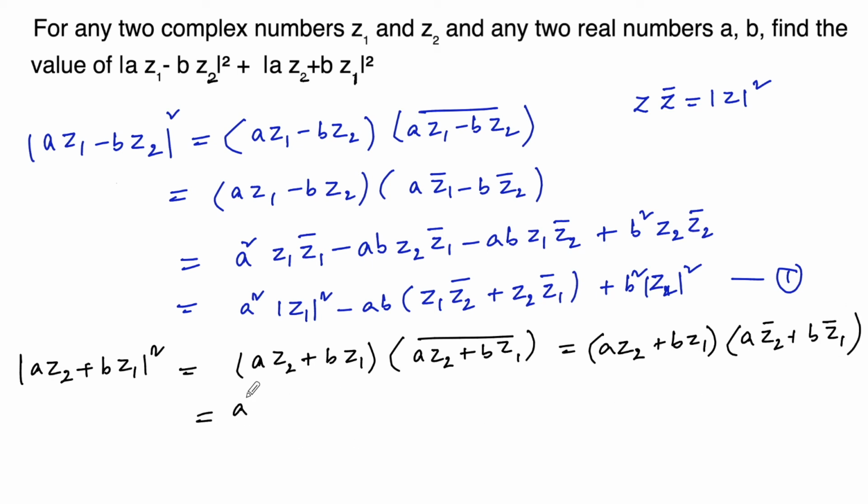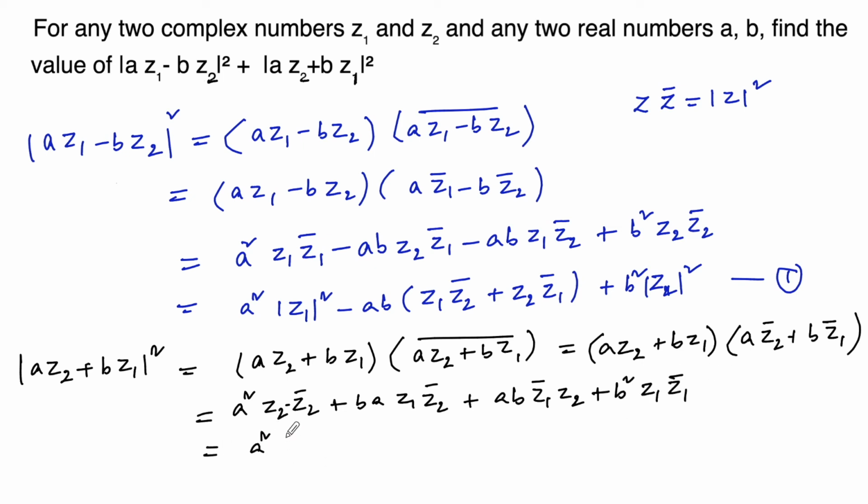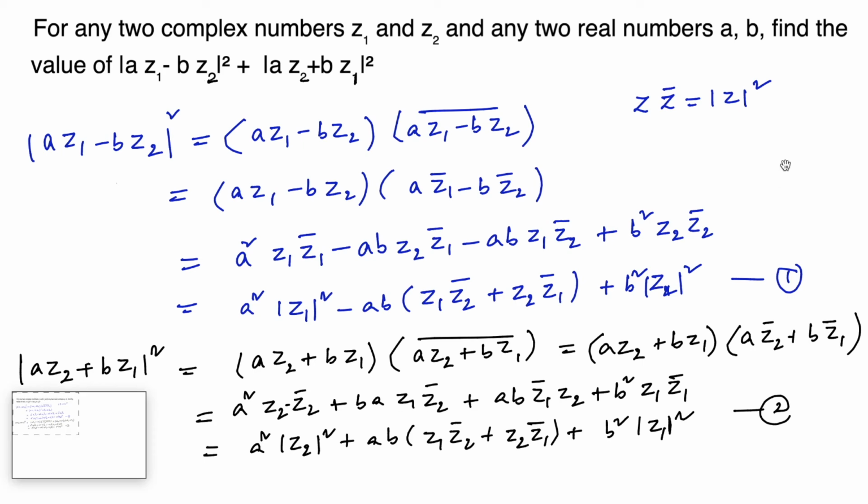So let's multiply this again: a square z2 into z2 bar, and again plus b into a, that is ba z1 into z2 bar, plus a into b z1 bar into z2, plus b square z1 into z1 bar. So here we can write a square into mod of z2 square, and again plus ab, if I take ab common, z1 z2 bar plus z2 z1 bar, plus again b square of mod of z1 square. Let us take this as the second one.